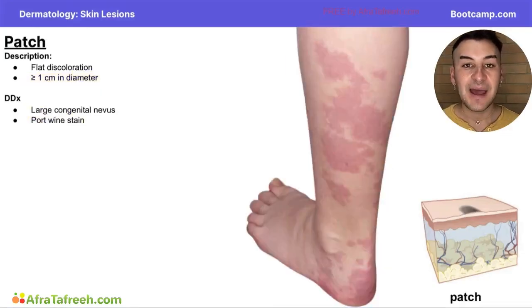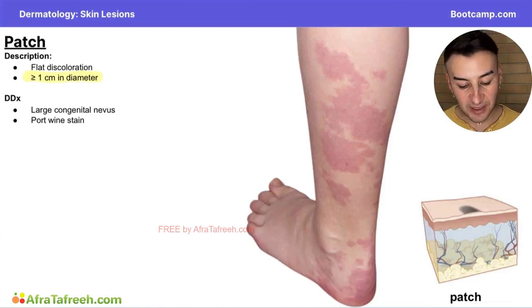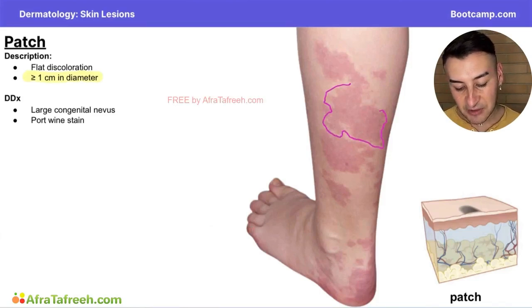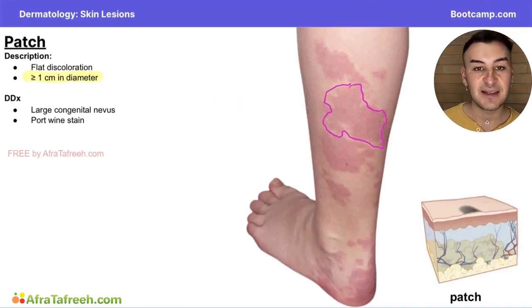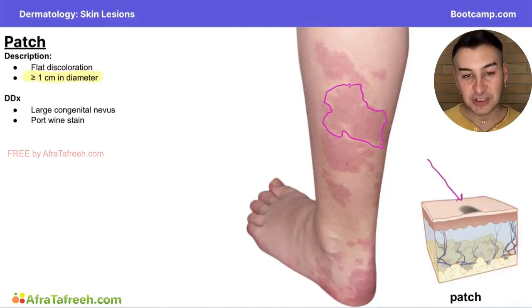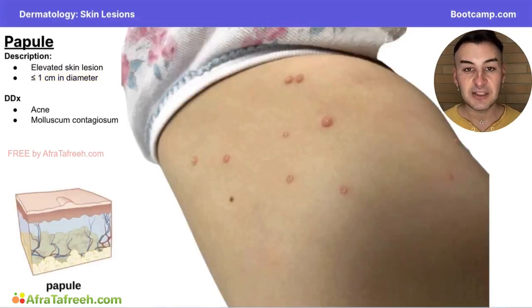Next, let's talk about a patch, which is essentially a large macule greater than or equal to 1 centimeter in diameter. These are also flat. Classic examples of this are going to be birthmarks, such as port wine stain. We can see on the back of this person's calf, they have a very large port wine stain, much larger than 1 centimeter, which is why this classifies as a patch. Patches are going to also be superficial epidermal structures, just like macules. Next, let's talk about papules, which are going to be raised lesions.